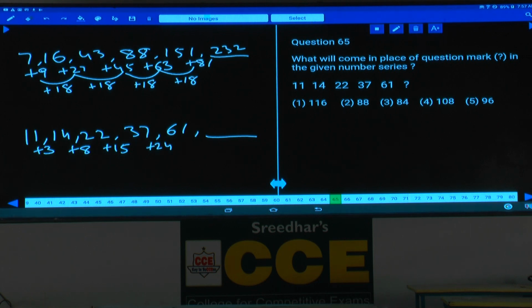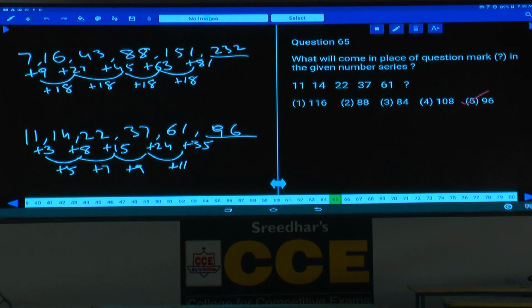And 37 and 61, what is the difference? 24. Then if you go for the difference between these numbers, 5, here the difference is 7, next one is 9. 5, 7, 9, next one must be 11. 24 plus 11 is 35. 61 plus 35 is almost 96. 96, that is given in choice 5.